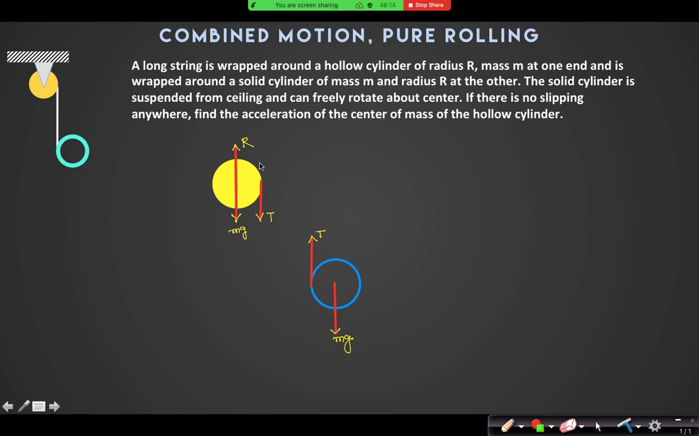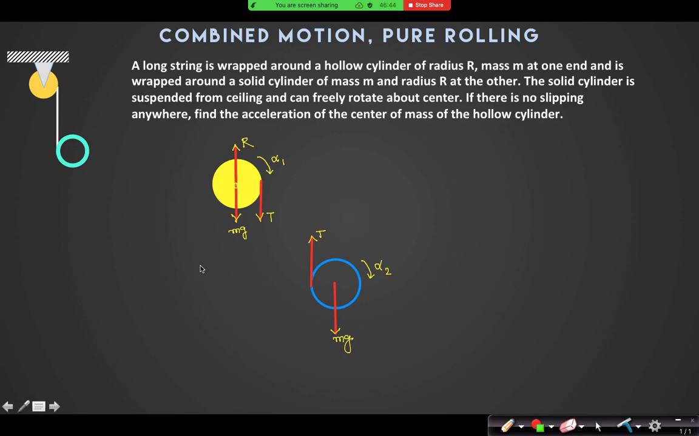Now suppose it rolls with angular acceleration. Is it a pure rotation, yes or no? This first cylinder, is it rolling purely, with angular acceleration? Yes, sir. It's a pure rotation about this hinge point. So if it is a pure rotation, let us assume its angular acceleration to be alpha 1, and let us assume the other angular acceleration to be alpha 2.